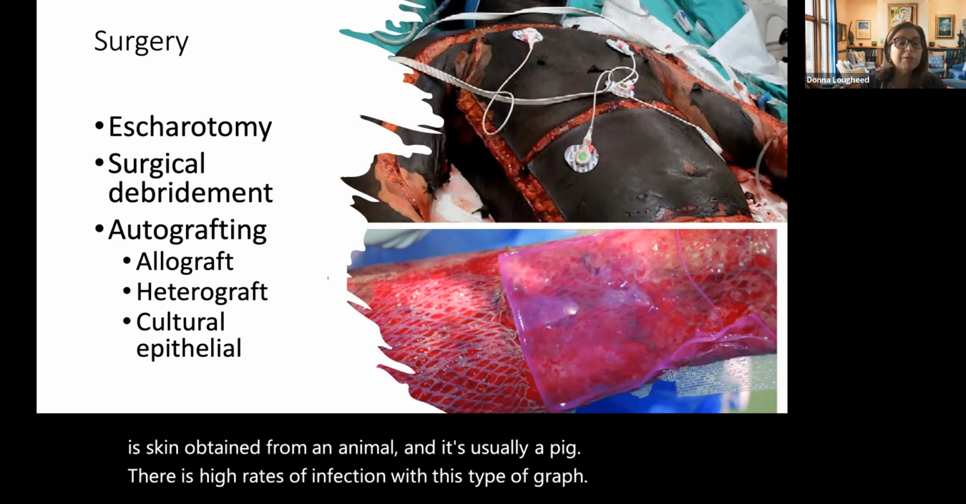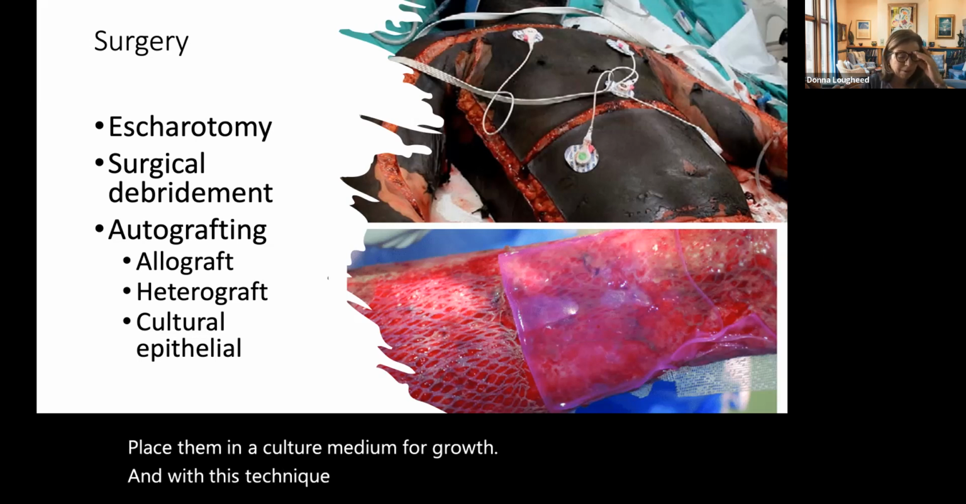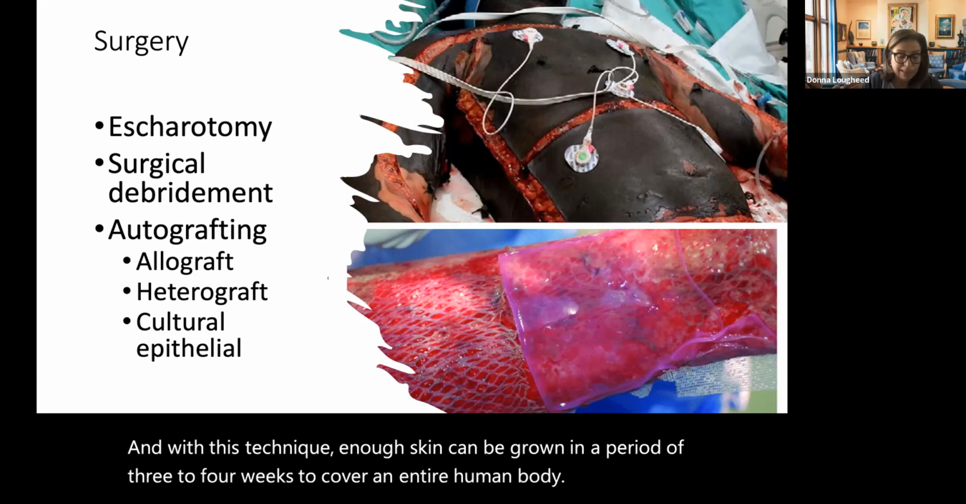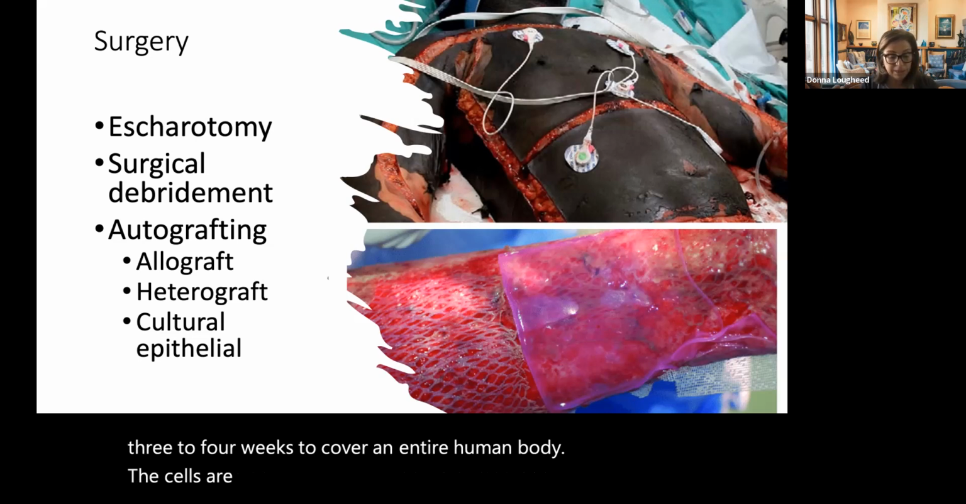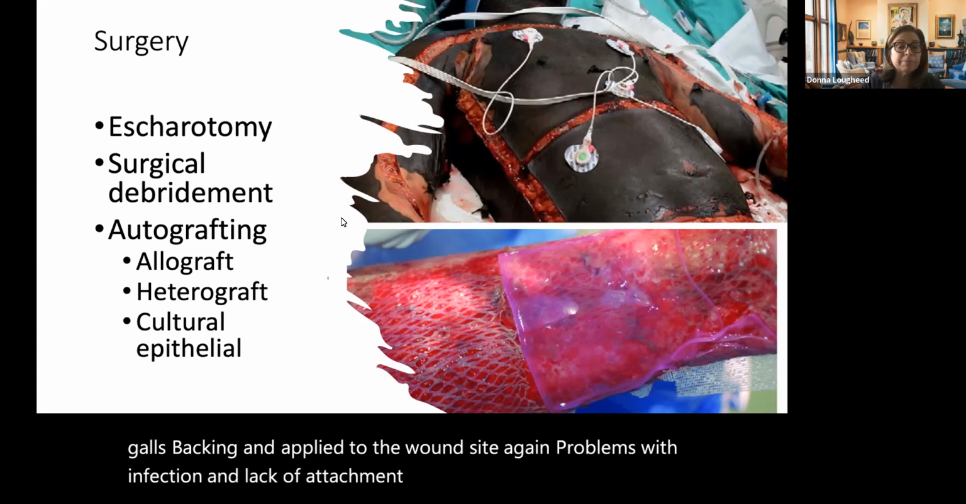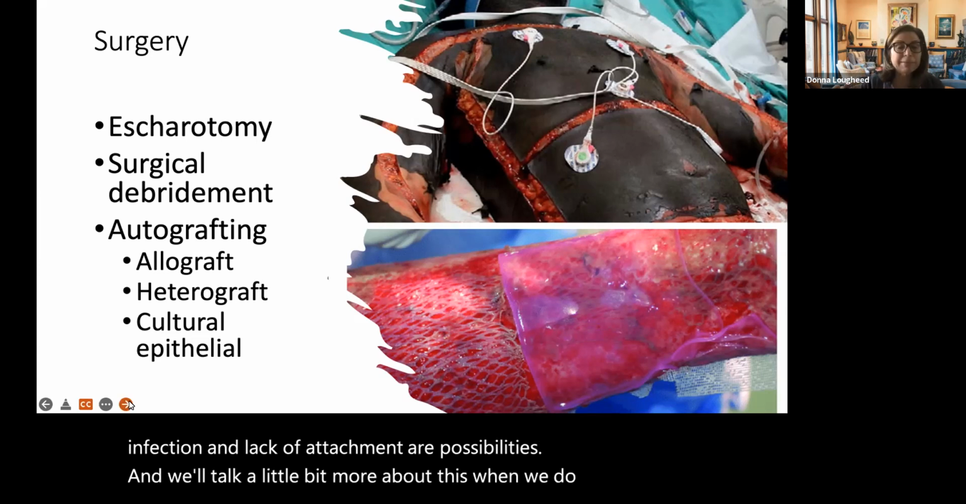Cultured epithelial autografting is a technique in which skin cells are removed from unburned sites. They mince them, place them in a culture medium for growth. And with this technique, enough skin can be grown in a period of 3 to 4 weeks to cover an entire human body. The cells are then prepared in sheets and attached to petroleum gauze backing and applied to the wound site. Again, problems with infection and lack of attachment are possibilities. And we'll talk a little bit more about this when we do our short case study.